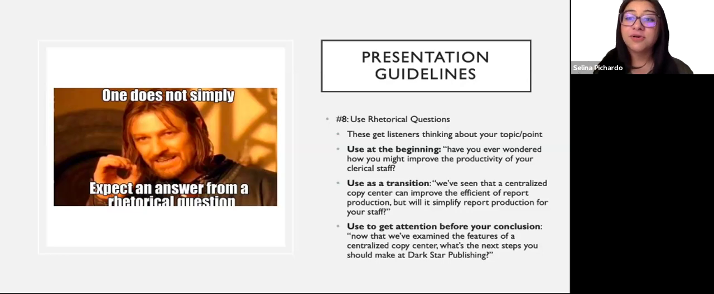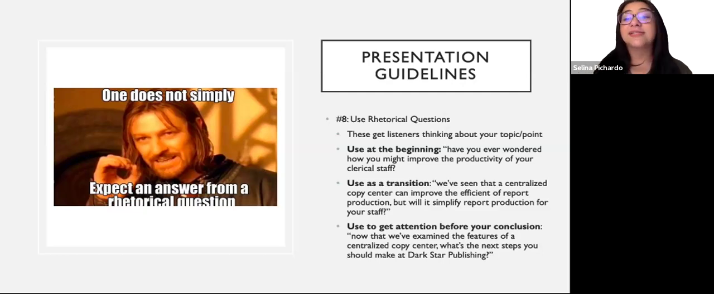That's how you introduce your presentation. I pulled this from a textbook. They use the idea of copy centers. So at the beginning: have you ever wondered how you might improve the productivity of your clerical staff? And then you go into your speech. You can use it as a transition, especially when you're in the middle of your speech. You're jumping from point A, now you're going to go to point B. You can use a rhetorical question.